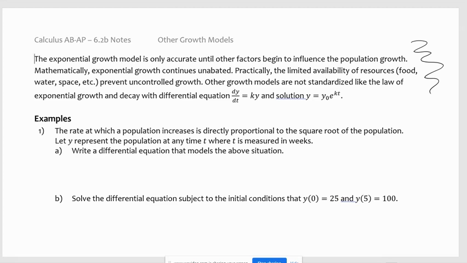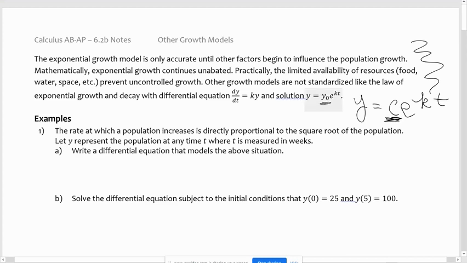Now, we already talked about this equation when we were doing exponential growth and decay. Our book refers to that constant as a C. AP sometimes refers to that as Y sub 0. So it's still a constant no matter what.